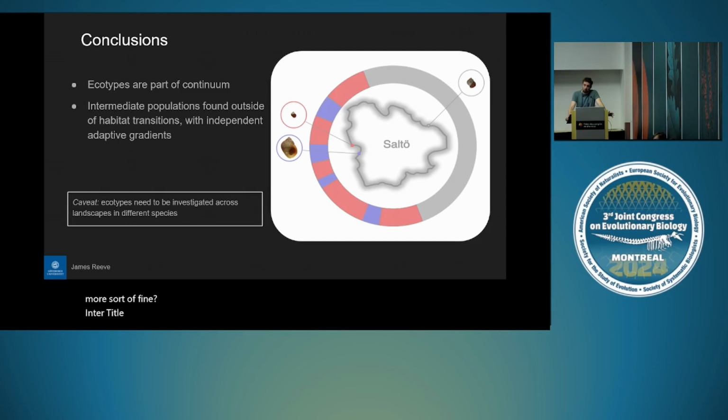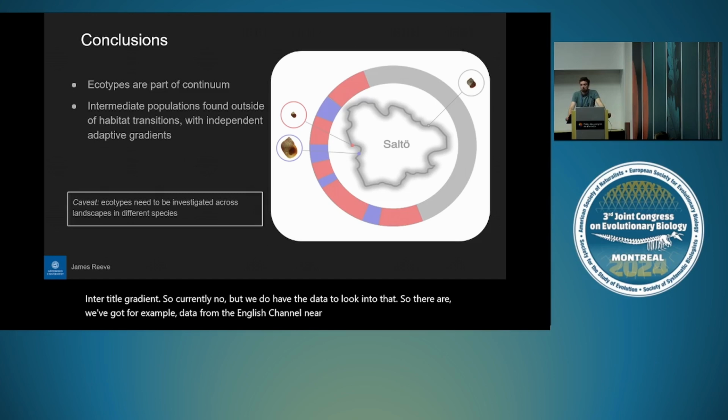So currently no, but we do have the data to look into that. We've got, for example, data from the English Channel near Roscoff, where you have the tidal difference like the Bay of Fundy. You can walk out to islands in the middle of the day, or at low tide, and that will be really interesting to look at if we do a similar kind of landscape-based survey and collect these intermediate populations to just see if we do have this sharper difference because of the stronger tidal change.